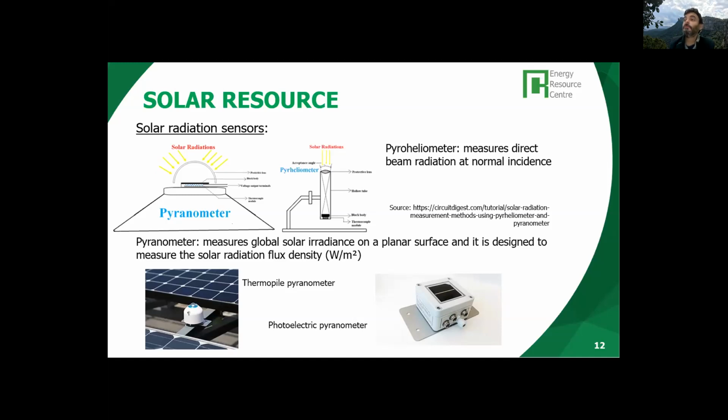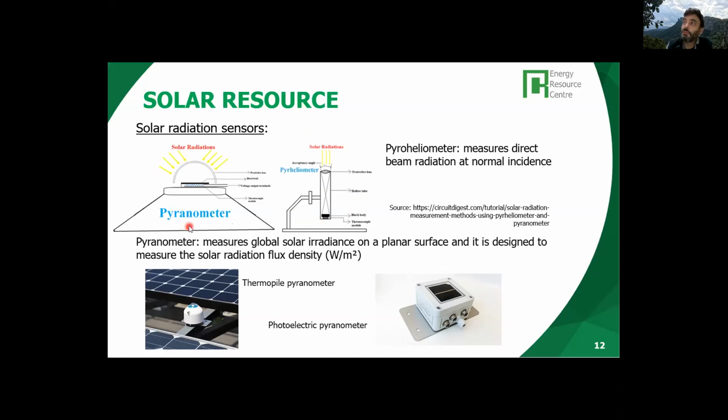Okay, the typically used equipment for that are the pyranometers, to capture the solar radiation. We have essentially two types of equipment, the pyranometers and the pyrheliometers. The pyrheliometers basically measure the direct radiation, okay, at normal incidence. This is a pyrheliometer. The direct radiation is captured.